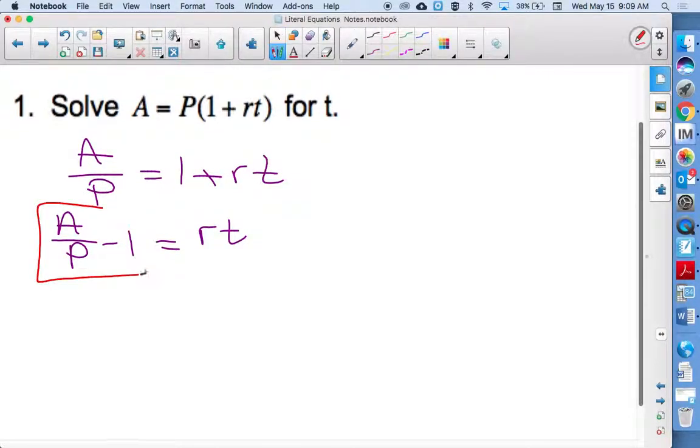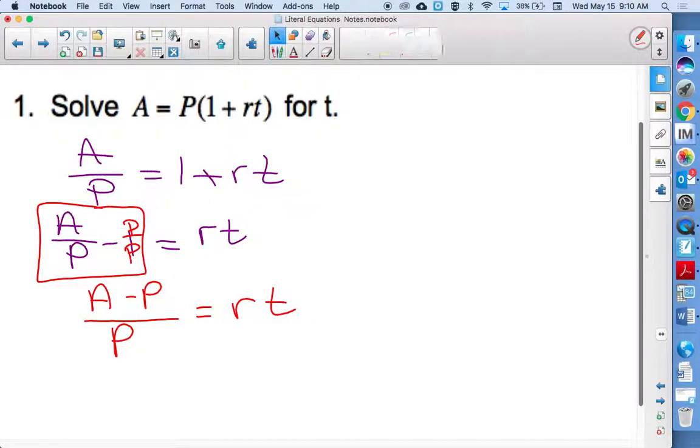How could you combine these together so that it's one term? Yeah, so this one we would really be P over P. So we would have A minus P over P equals R times T. So that's getting a common denominator, making the 1 have the denominator that the first term has. So that first term was A divided by P minus 1, which is really minus P over P. So then I can combine them, A minus P over P.